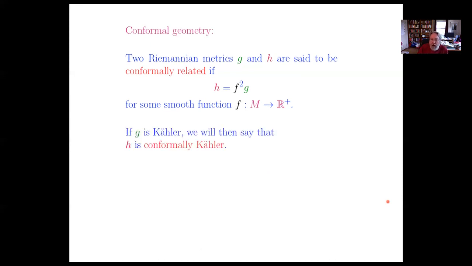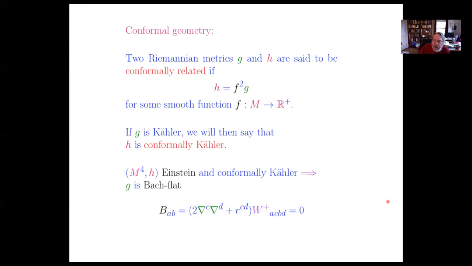So in this setting, the related metric g is a Kähler metric, and we've multiplied it by some function. The new metric is said to be conformally Kähler. If an Einstein metric is conformally Kähler in dimension 4, the Einstein equation implies a conformally invariant condition called the vanishing of the Bach tensor. So the metric is Bach flat.